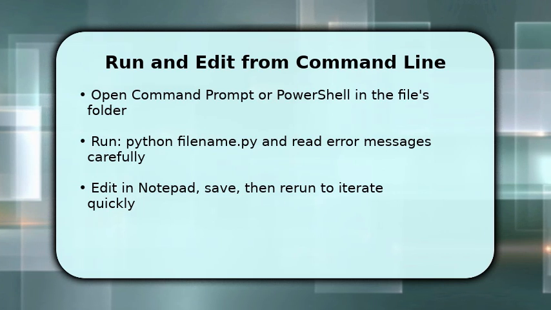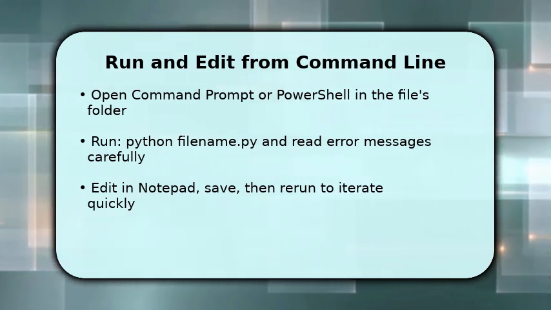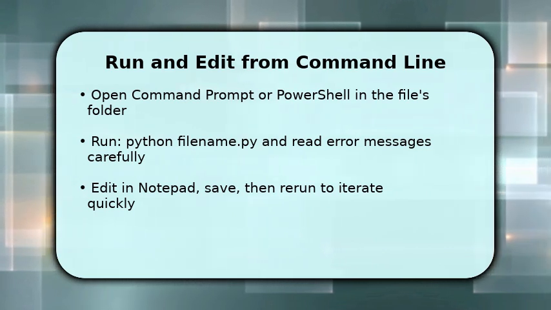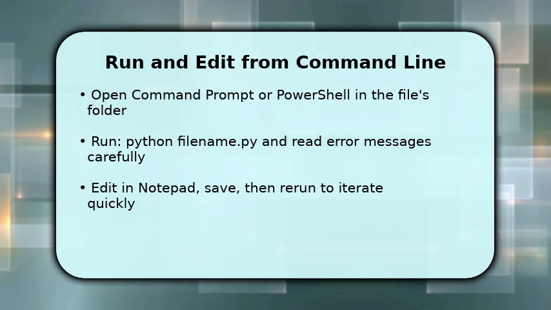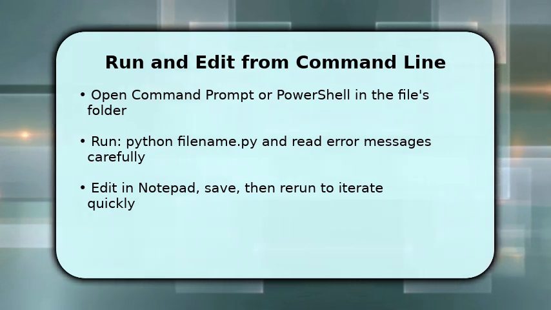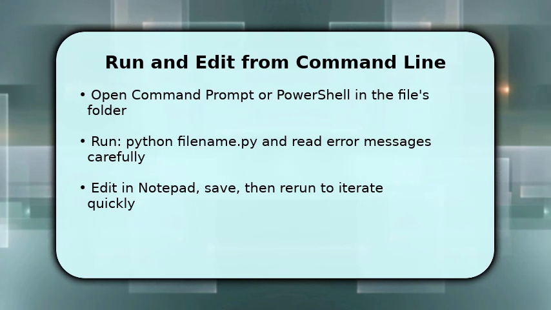If there's an error, read the line number and message, then switch back to Notepad, fix the code, save, and rerun. Repeat until clean. Make sure to use clear variable names and short functions to reduce mistakes. This iterative edit-run cycle is how you move from idea to working script efficiently.